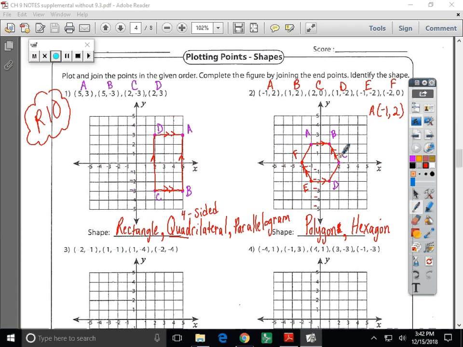So I think we'll call this a polygon and a hexagon, and we will move on. I'm going to ask you to try the same idea with the following few shapes. So you're plotting points very, very carefully, paying attention to the X before the Y, moving left or right before you move up or down.